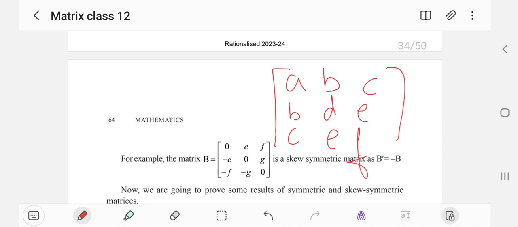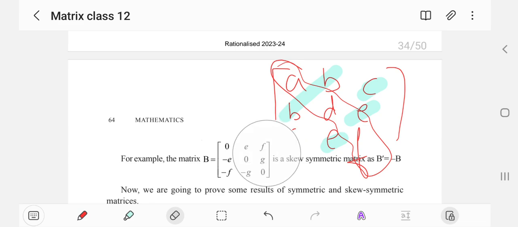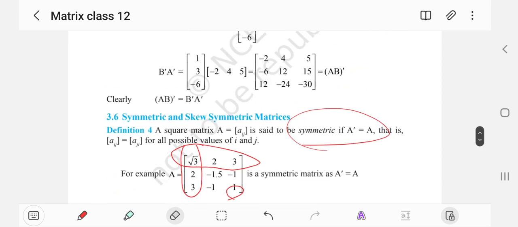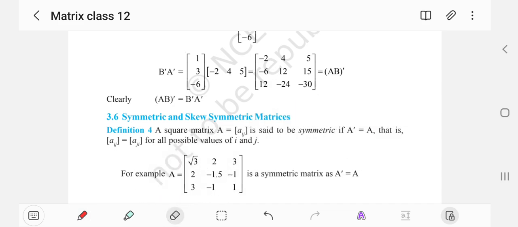So basically, if you see this element and this element, they are the same. The elements on the main diagonal are all different. One conclusion you can draw from here is that in a symmetric matrix, all the diagonal elements... suppose some matrix is given to you and you are asked whether it is a symmetric matrix or not, then how will you approach it?